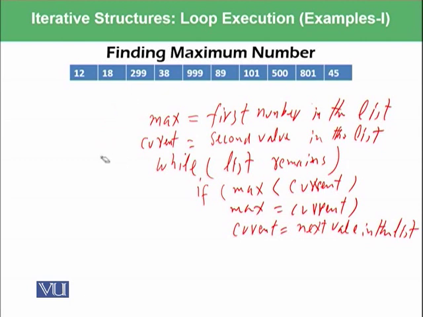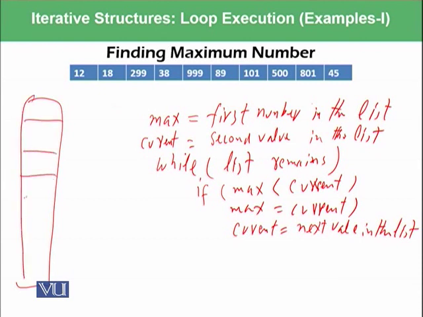So we have a RAM over here. Max has initially 12 and current has initially 18. So while list remains, yes, the list remains. If max is less than current, so 12 is less than 18, the condition is true. So current is assigned to max, so max becomes 18. And current is pointing to the next value, so current is now pointing to 299.